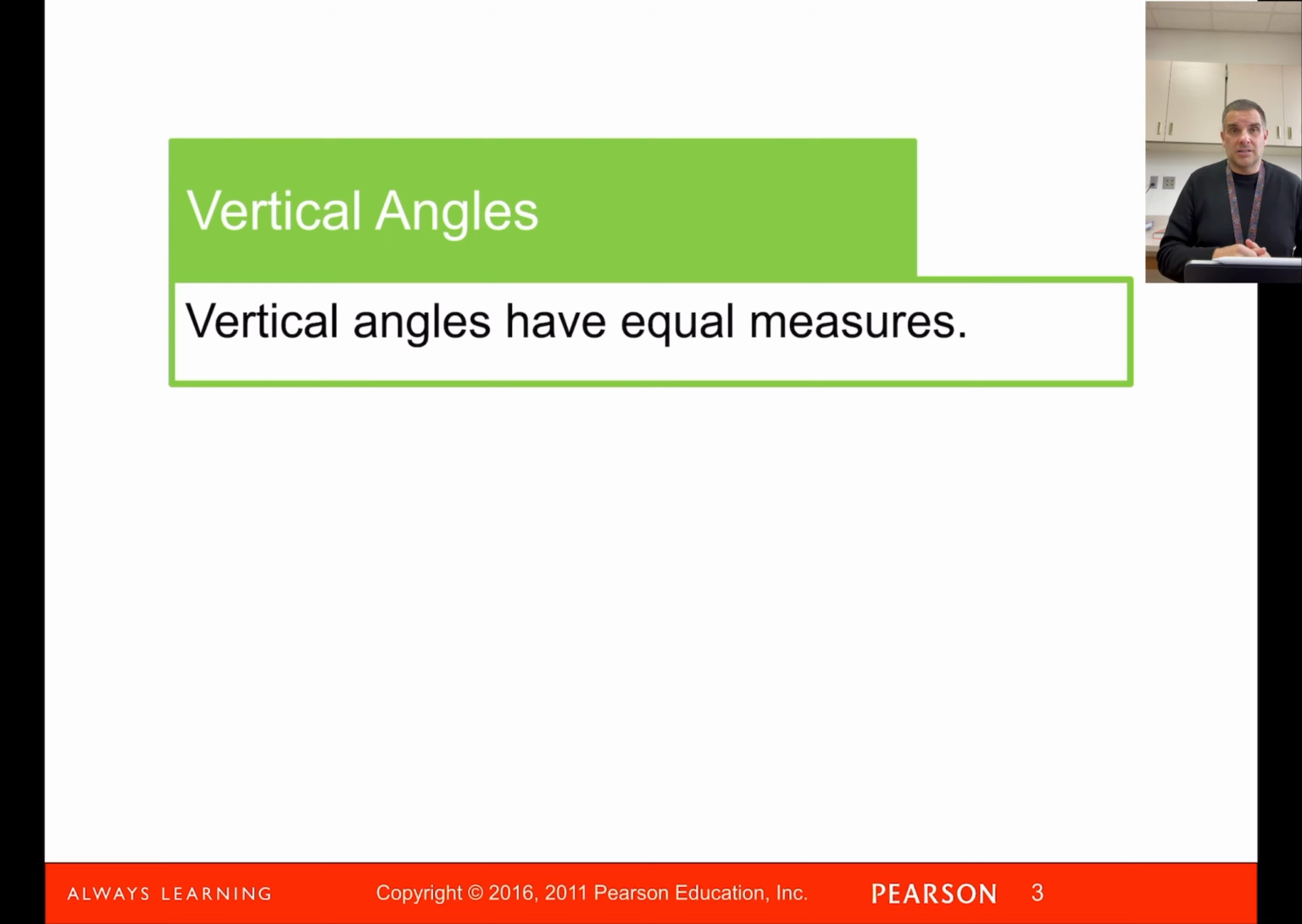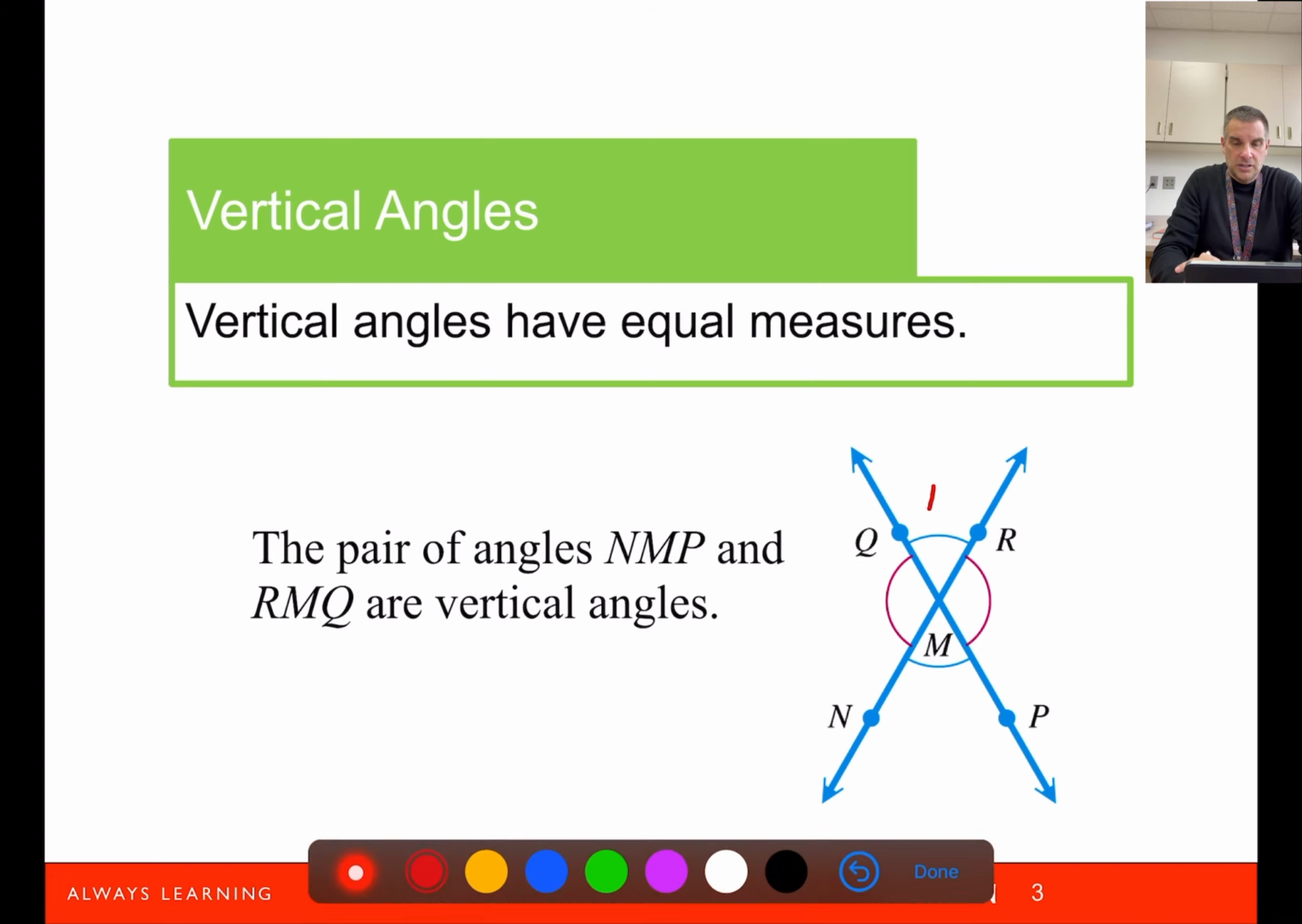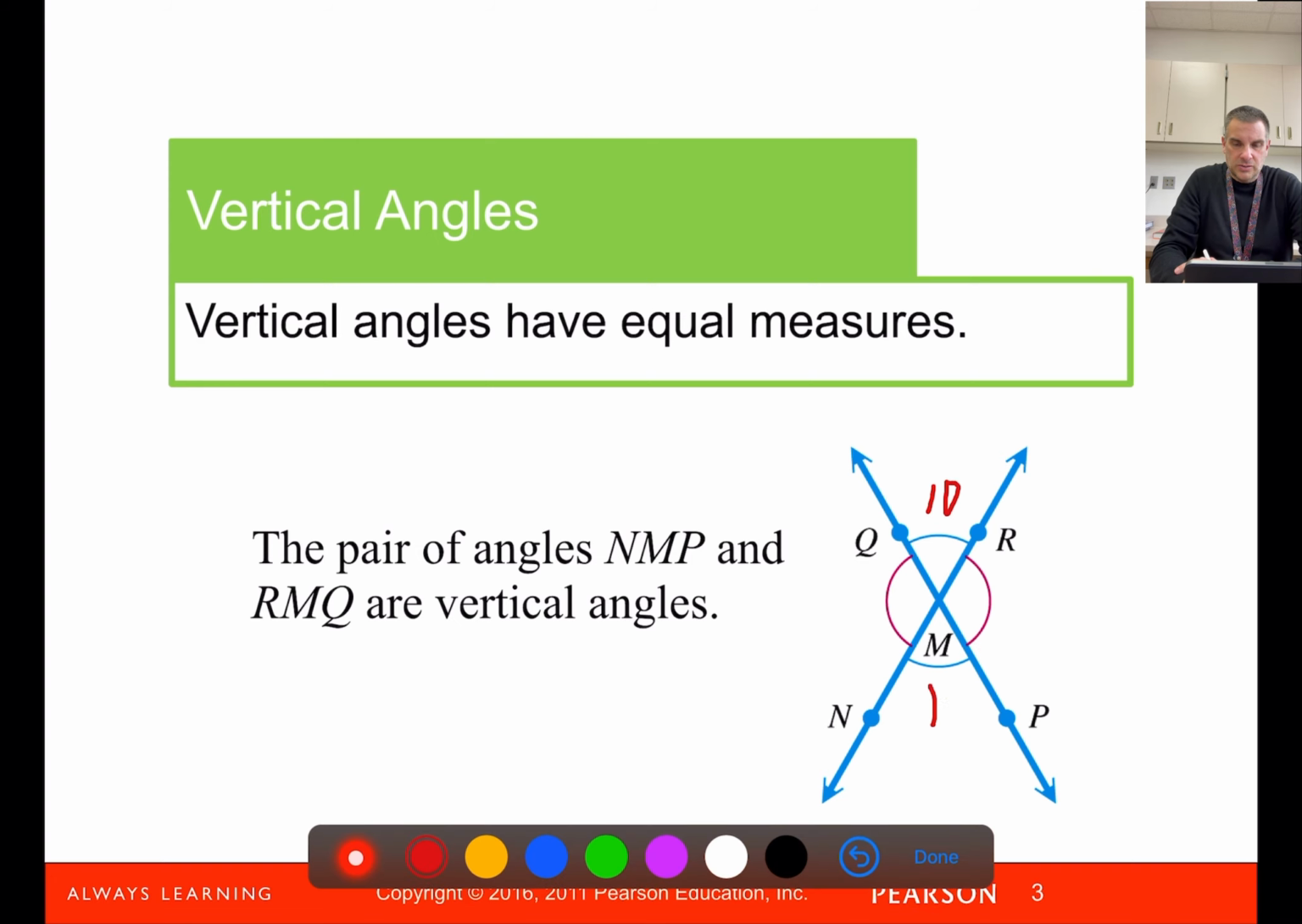Remember, vertical angles have equal measures to each other. When we're talking about vertical angles, we're talking about angles that are across from each other when you have two lines that intersect. I say it's the top and the bottom of the x or the sides of those x's. And those two pieces are going to be congruent to each other. So these two angles right here are vertical angles, and those vertical angles are going to be congruent.